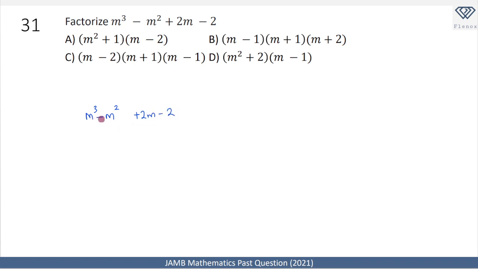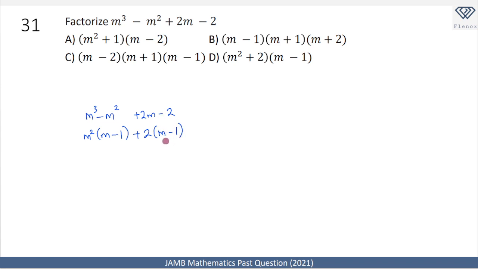Now, when I look at these two parts, you can see what is common to them. I can see that m squared is common. And what am I left with? I'm left with m in the first one, and in the second part, if I bring out m squared, divided by m squared is 1, I'm left with 1. Similarly, in this other part, what is common to 2m and minus 2 will be 2. And when I factor out these two out, I'm left with m minus 1.